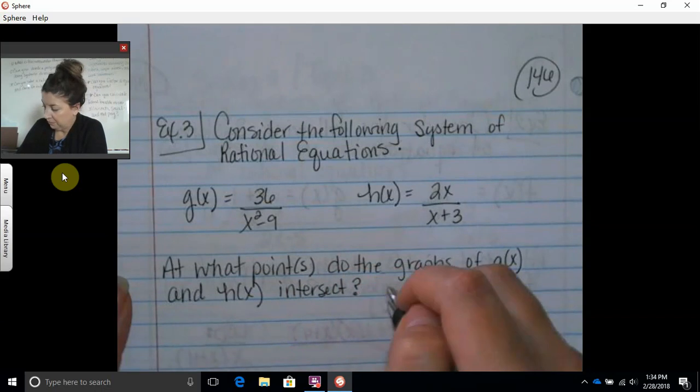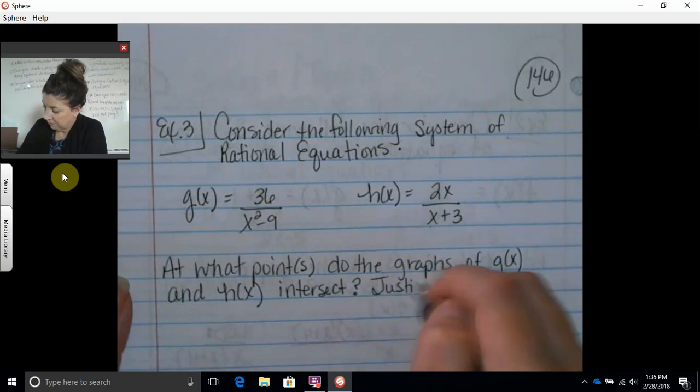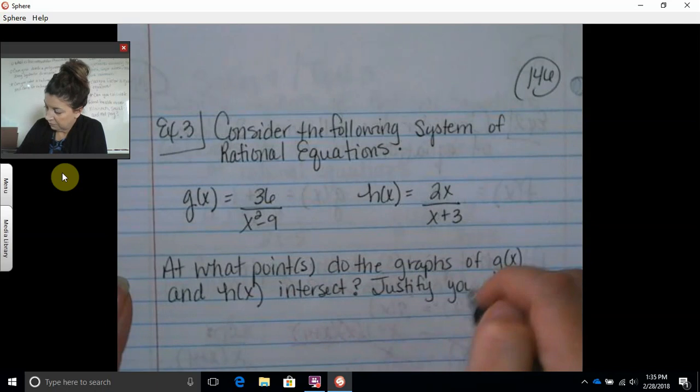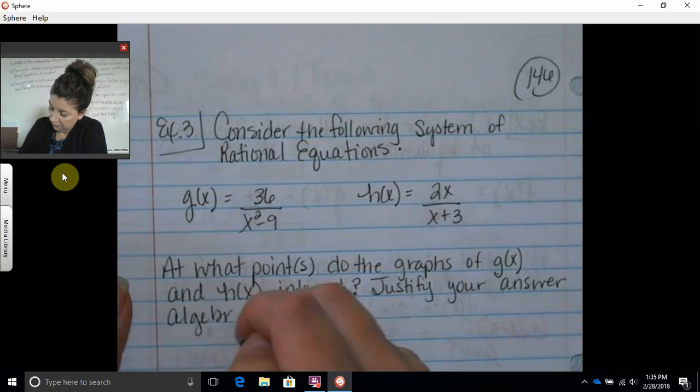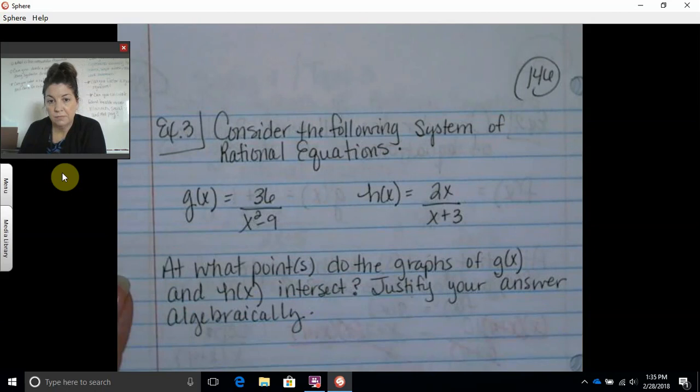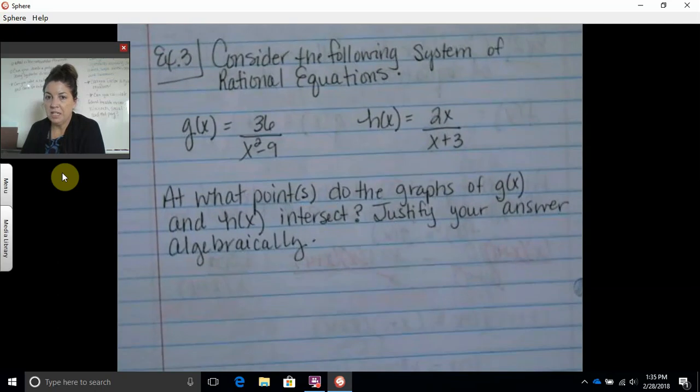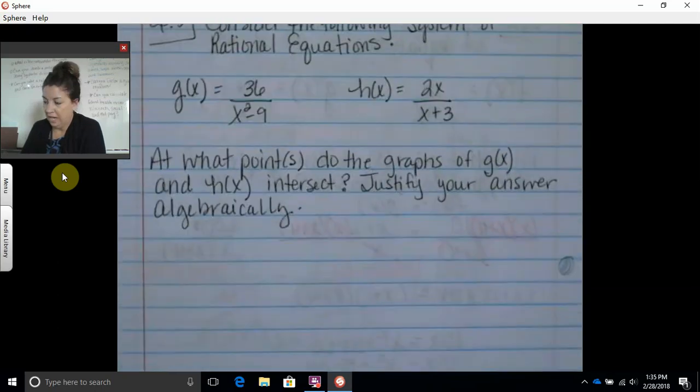Justify your answer algebraically. This really just means how you answer algebraically: show me the math. Don't just put it in your graphing calculator and trace to find that ordered pair. You know what I mean? Like, prove it with math. So I'm going to set function g equal to function h.